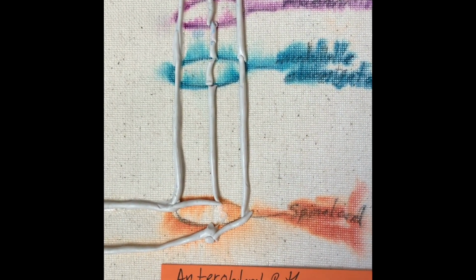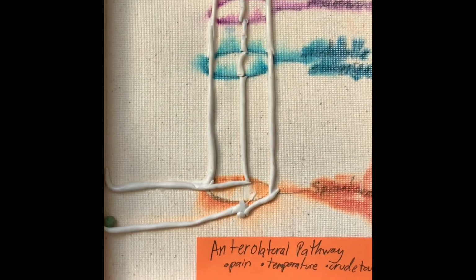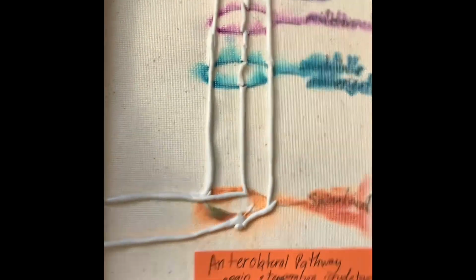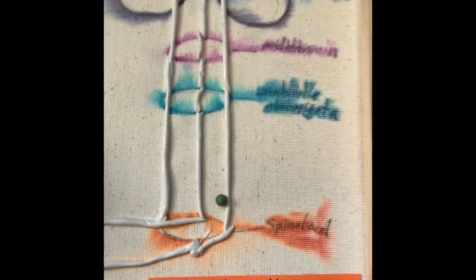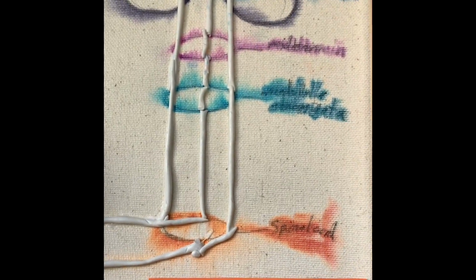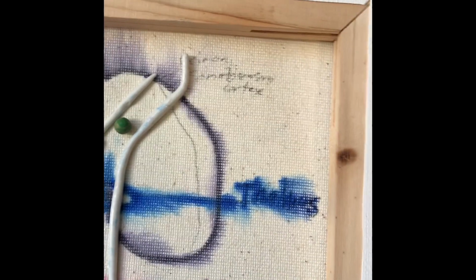The anterolateral pathway relays pain, temperature, and crude touch. The signal enters the spinal cord, crosses over at the point of entry, then heads up the spinal cord to the thalamus, where it is then sent to the cortex.